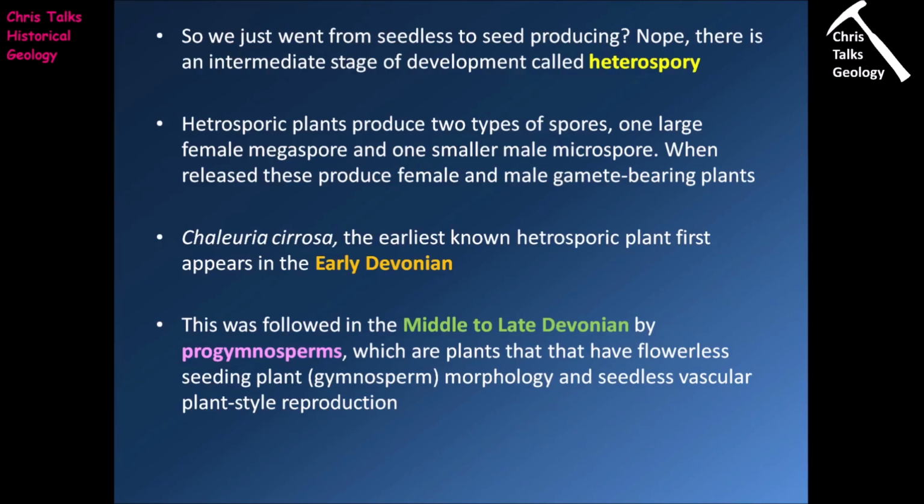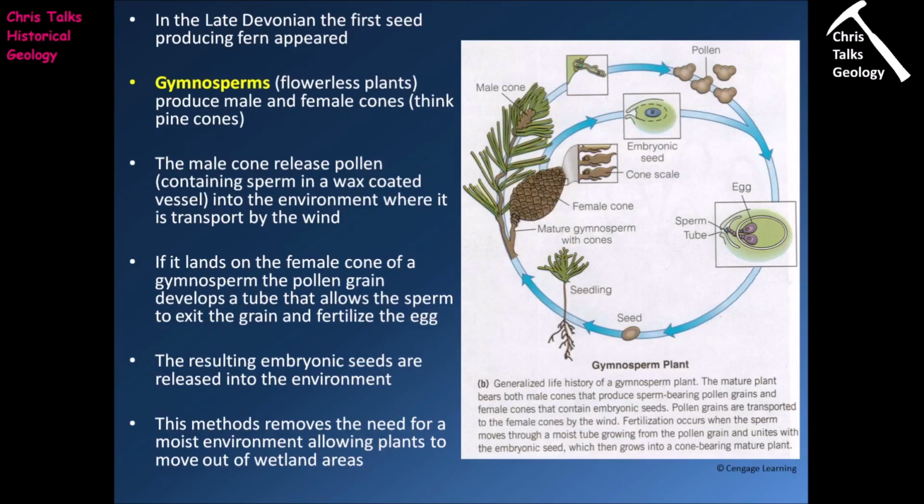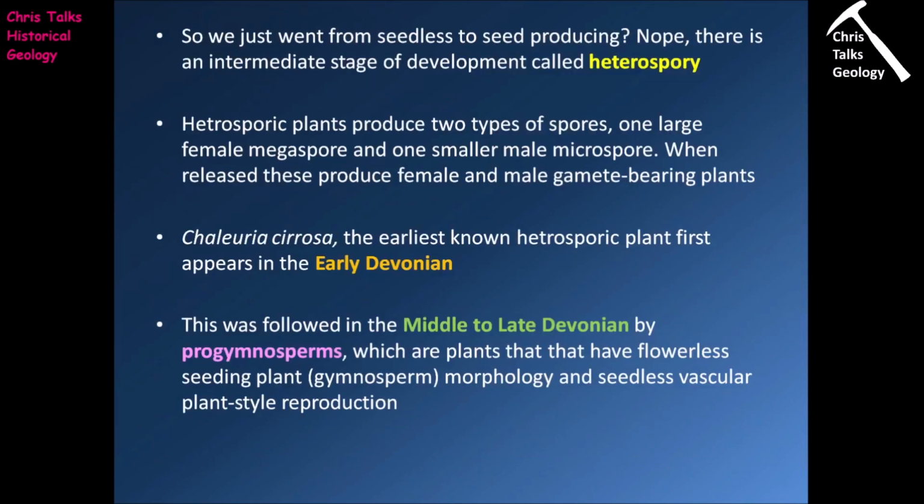So when these spores are released, they will produce either female or male gametophyte plants. So unlike the original seedless vascular plant style of reproduction where the gametophyte plant has both male and female parts, this particular style of reproduction will result in two completely separate gametophytes, one male, one female. Now this type of reproduction is first seen in the early Devonian. So if we just go back to the previous slide for a second, we'll see that the gymnosperms didn't actually make their appearance until the late Devonian.